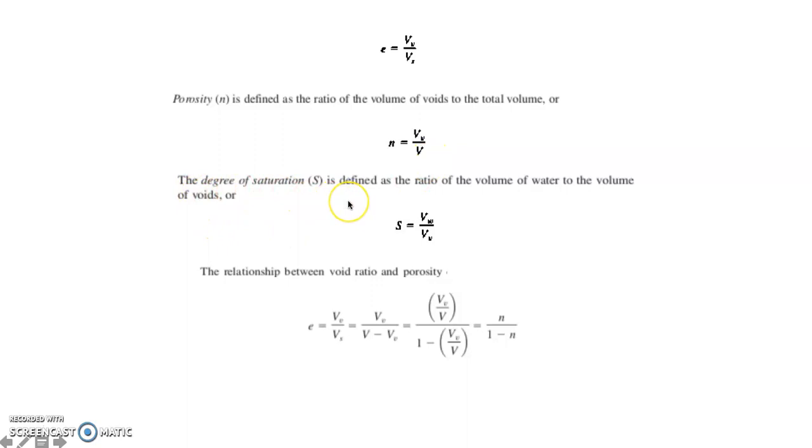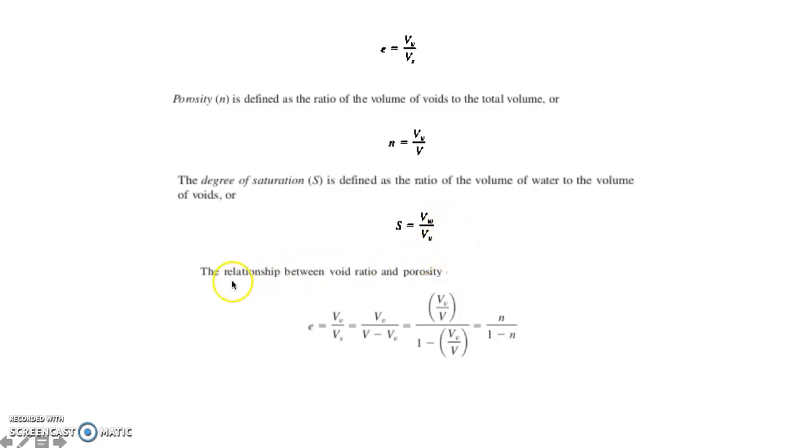For the degree of saturation, it is denoted by capital letter S, and it is defined as the ratio of the volume of the water to the volume of voids. So for the degree of saturation S, that is equivalent to volume of the water all over volume of the voids.